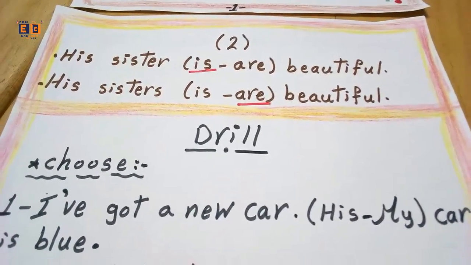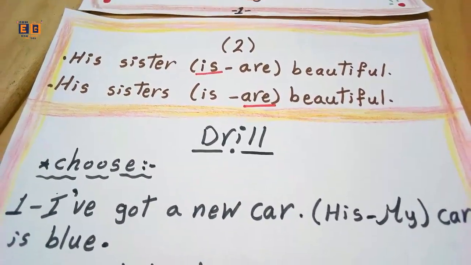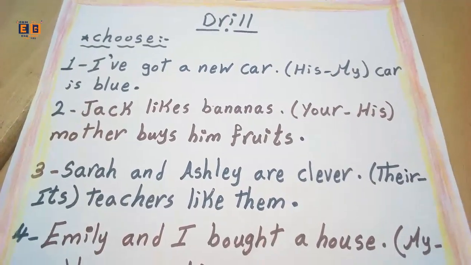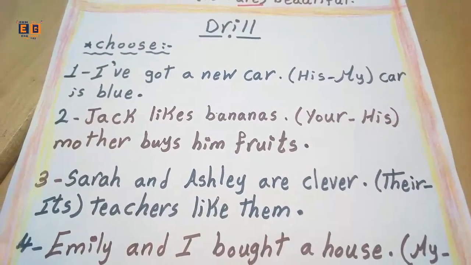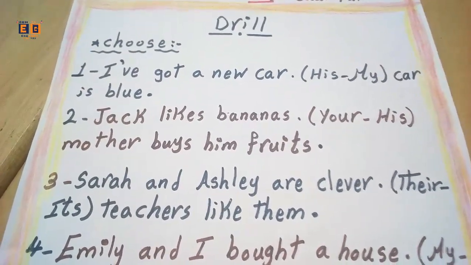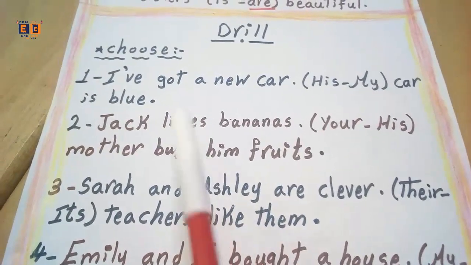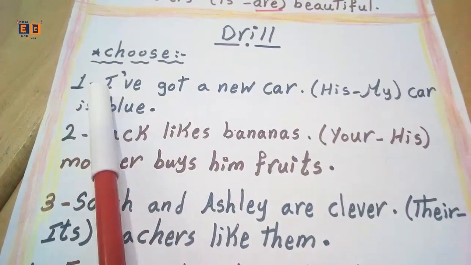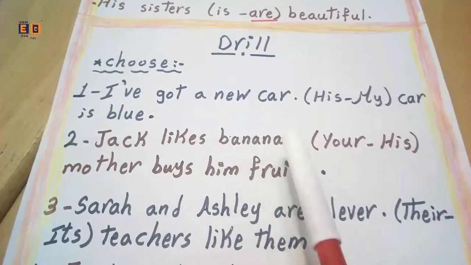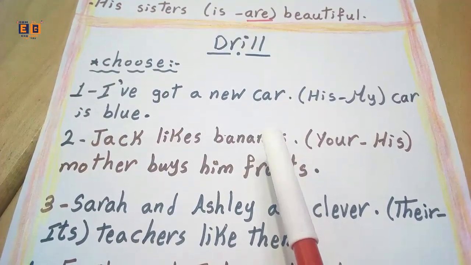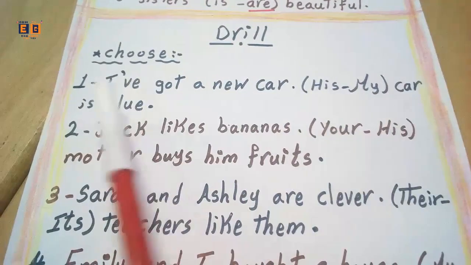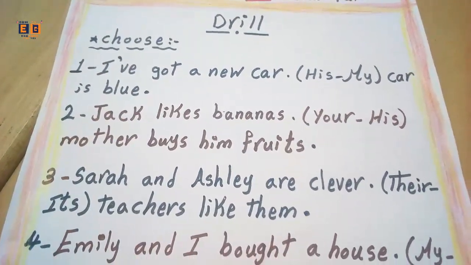Now moving to some practice on possessive adjectives. Number 1: I have got a new car. Choose from his or my: car is blue. To answer such sentences, we must look at the subject or the subject pronoun. Here the person who has the car is me, I have got. So the correct possessive adjective for the subject pronoun I will be my. So my car is blue is the correct one.